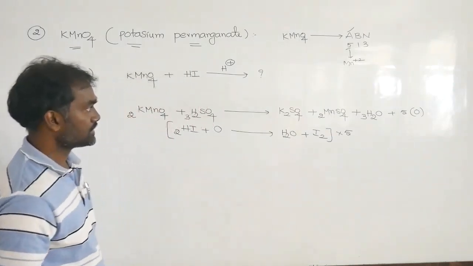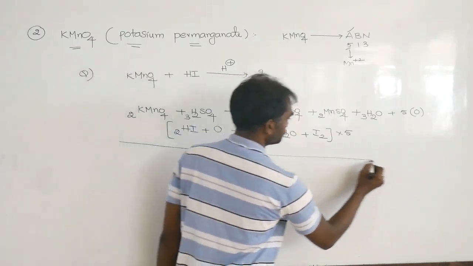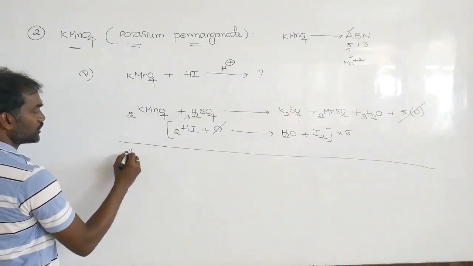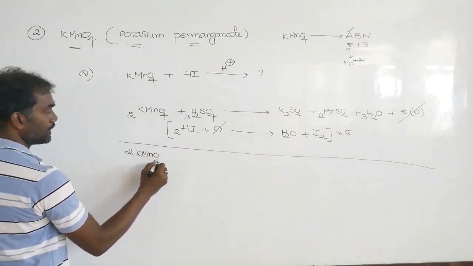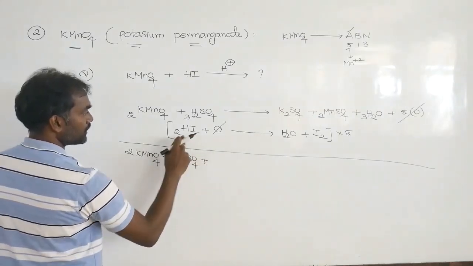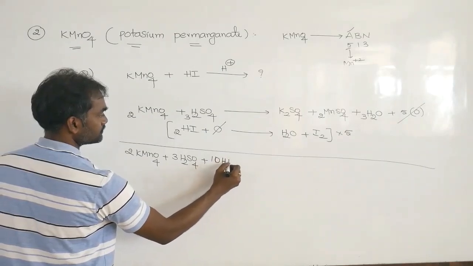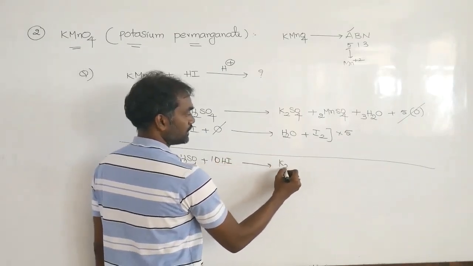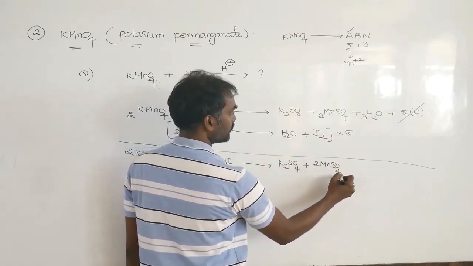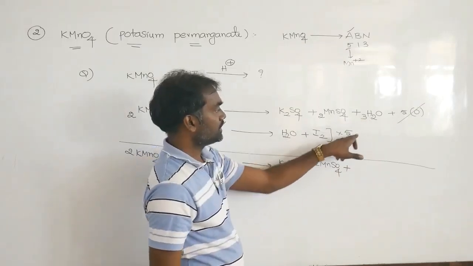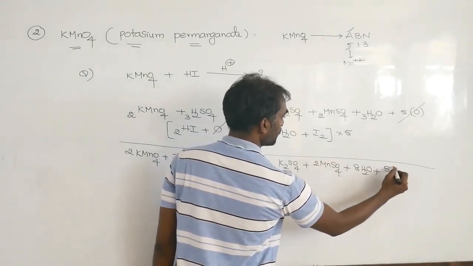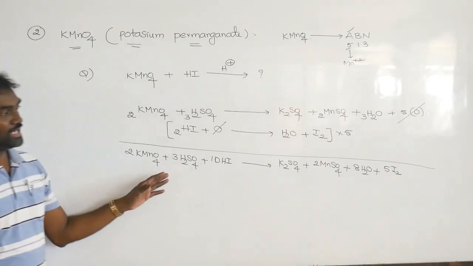So the 5 oxygens are cancelled. Now balance. So 2 KMnO4 plus 3 H2SO4 plus 5 2s are 10 HI gives rise to K2SO4 plus 2 MnSO4 plus 3 plus 5, 8 water plus 5 I2. So this is a balanced equation.